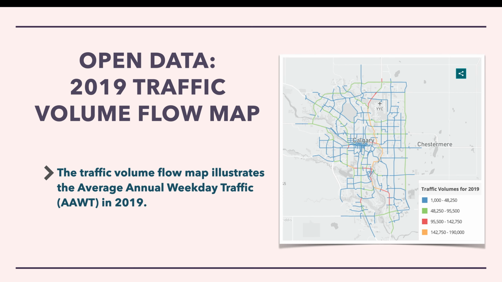Then another open dataset we use is the traffic volume flow map. The traffic volume flow map illustrates the average annual weekday traffic: the average number of vehicles in 24 hours, adjusted for seasonal variation to represent the average weekday. The numbers on the map are two-way totals. We can see that the roads are colored differently according to the traffic volumes of the road.